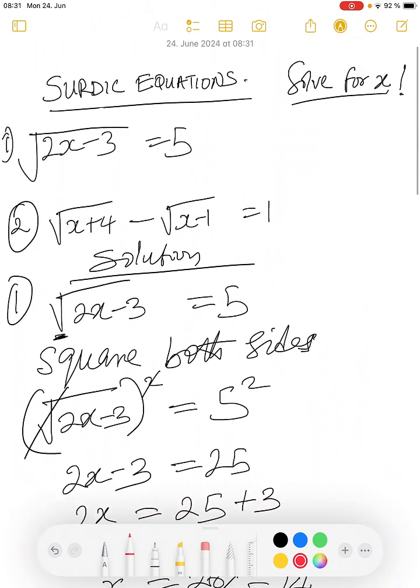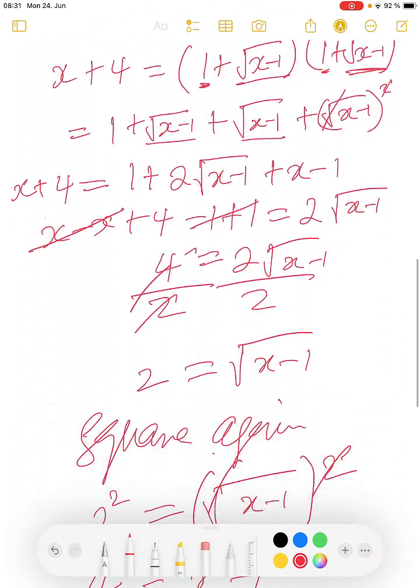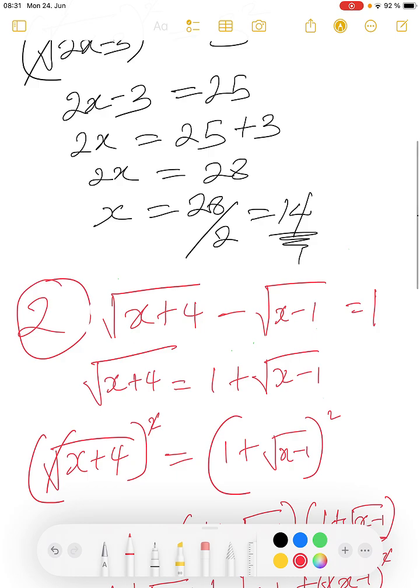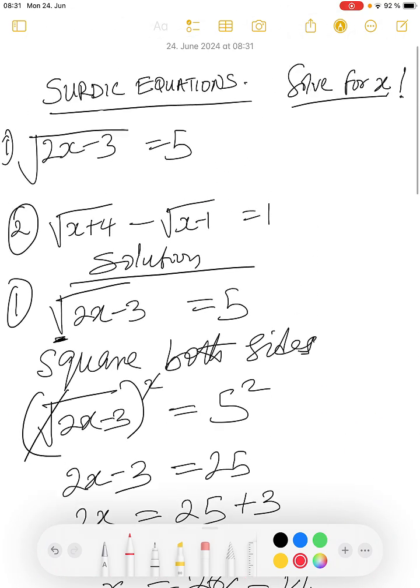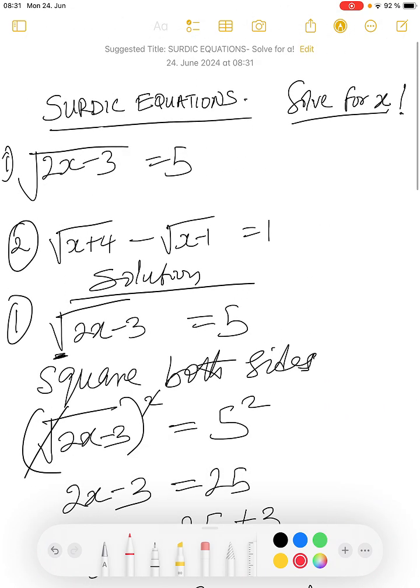As a rule of thumb, if you like, you can substitute to check. In the first case, x equals 14. 2 times 14 is 28. 28 minus 3 is 25. Square root of 25 is 5. So this equation is correct.